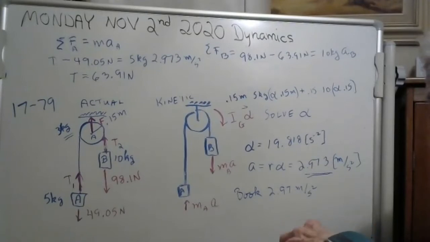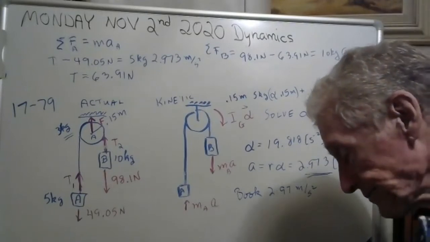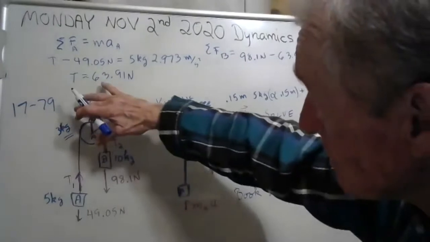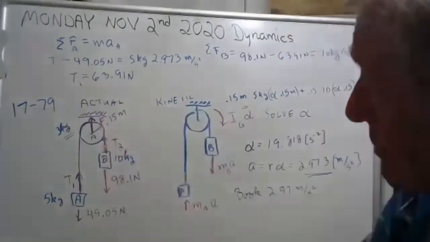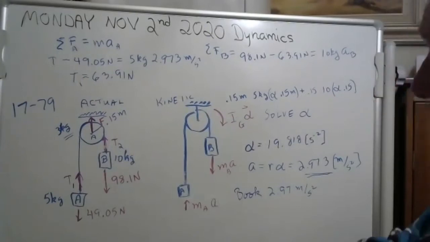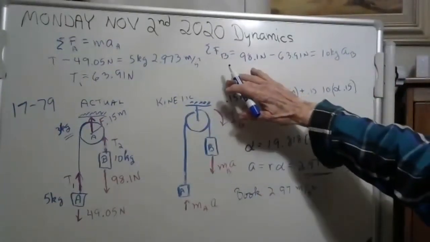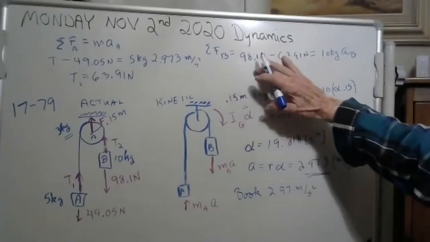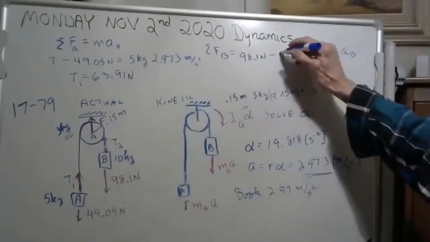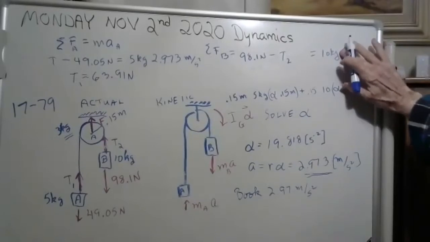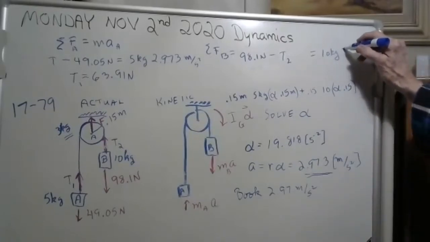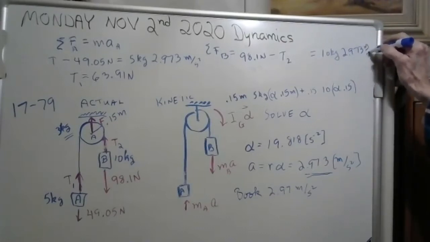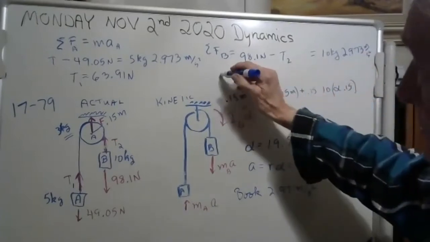Here's where I made my mistake. Actually, I think you guys learn more from my mistakes than you do otherwise. This is correct. The tension in 1 is 63.91. We did good on that. Now we're going to do the tension on 2 there. That will be 98.1 minus the tension on 2 equals 10 kilograms times 2.973 meters per second squared. Now we're going to solve for the tension on 2. Here we go.